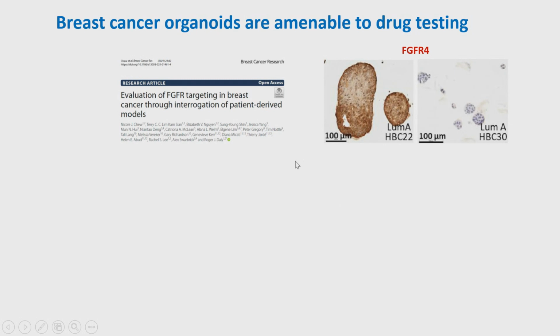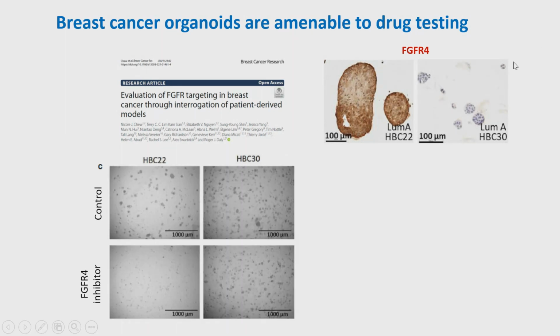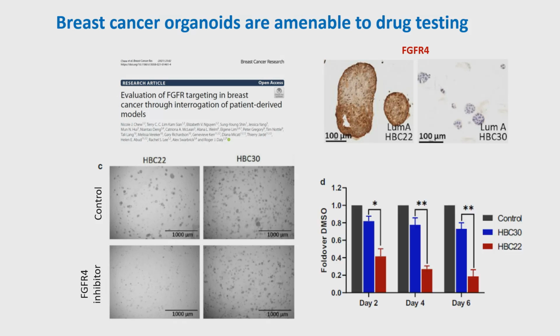We then decided to demonstrate that we can target FGF receptor 4 using an inhibitor. And as you can see here, these are the 2 lines treated with the FGF receptor 4 inhibitor or with the control. And you can see that only the HBC22 line was sensitive to this treatment, while for the HBC30 line, there was no impact. And these are the quantifications that we did using the cell viability assay, the PrestoBlue, and you can see that there's a significant difference between the FGFR4 expressing organoids versus the non-expressing organoids.